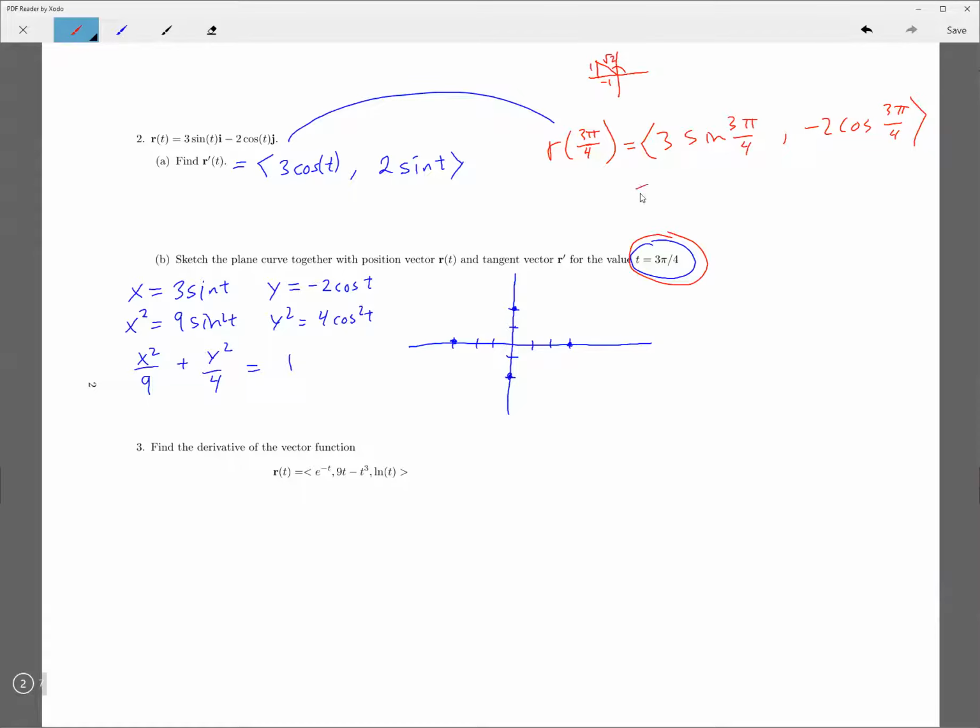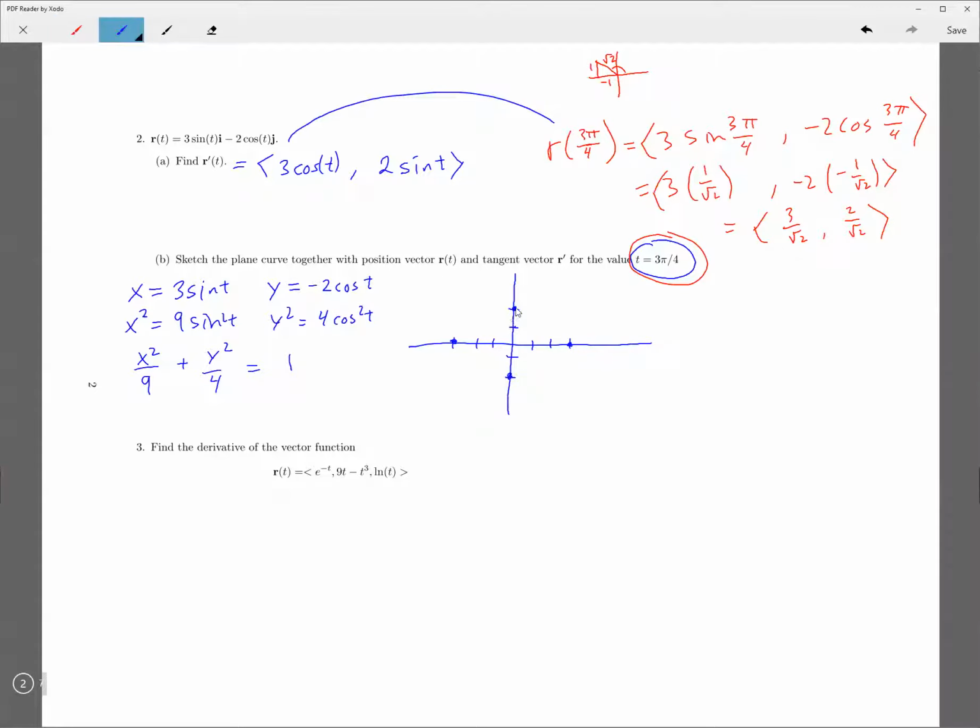And this is √2 right here. So for this one, the sine is going to be 1 over √2, and the cosine is going to be -1 over √2. But there's a negative there, so it is 3 over √2, comma, 2 over √2. We'll put 2 over √2, or √2, if you simplify.